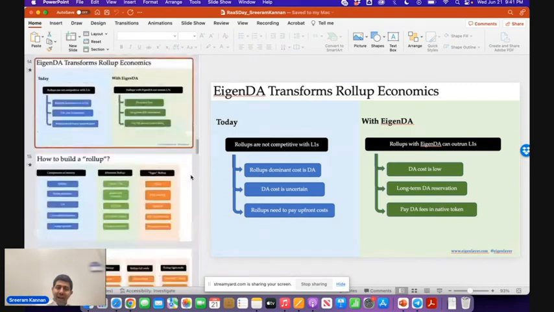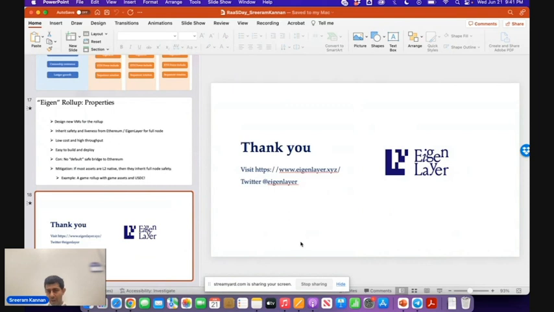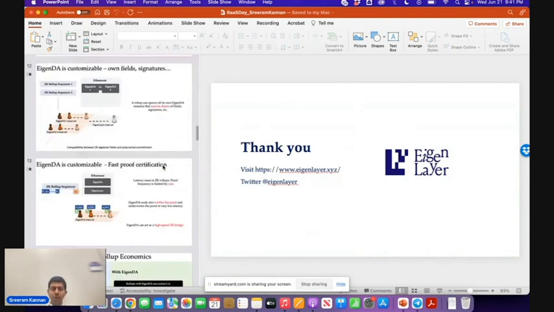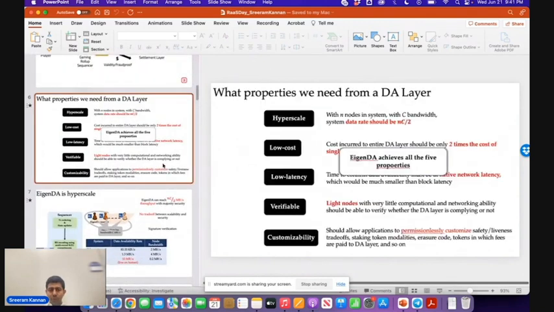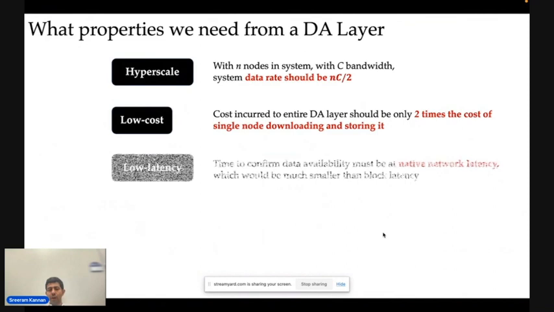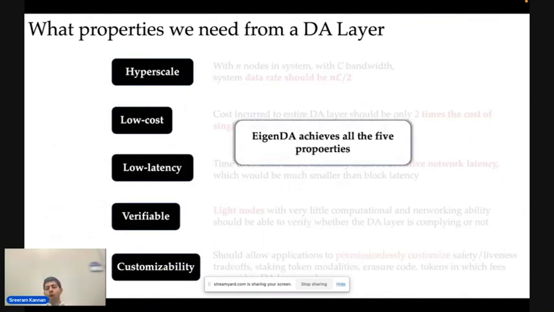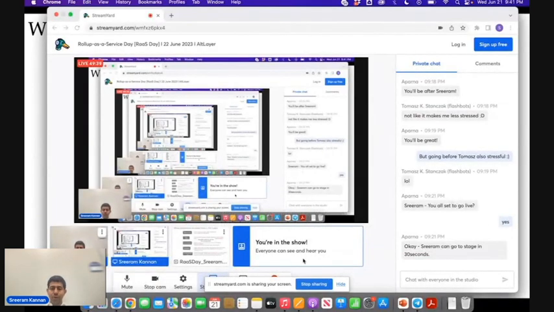Okay, so that concludes my talk. Basically, the core idea here is that by optimizing the underlying cost basis of how you build a DA, you can achieve all the favorable properties: hyperscale, low cost, low latency, verifiability, and customizability on a common data availability layer, which is built on top of shared security from Ethereum.